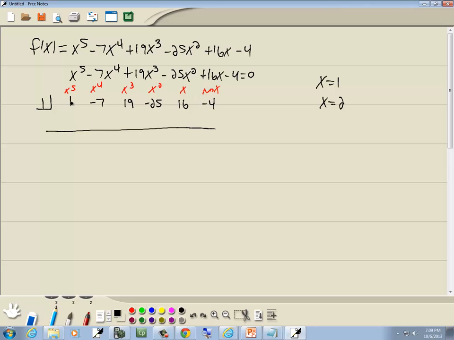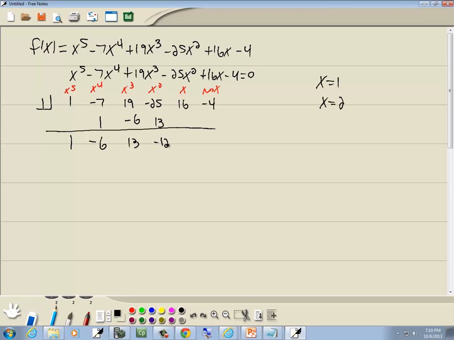Now I want to add. 1 plus nothing's 1. Multiply. Always multiply by the number in the box, by the number you put down there. 1 times 1 is 1. Add. Negative 7 plus 1 is negative 6. Multiply, number in the box by number we put down here. 1 times negative 6 is negative 6. Add, 19 minus 6 is 13. Multiply, number in the box by number we put down there. 1 times 13 is 13. Add, negative 25 plus 13 is negative 12.